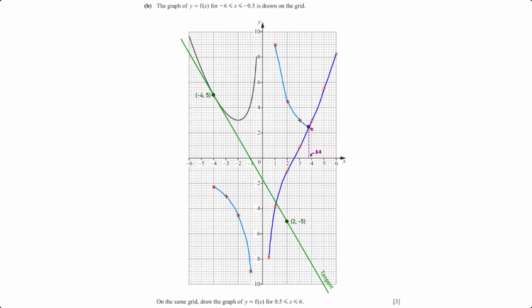The graph of y equals f of x for x greater than or equal to -6 and less than or equal to -0.5 is drawn on the grid. On the same grid, draw the graph of y equals f of x for x greater than or equal to 0.5 and less than or equal to 6. On the grid, we plot all the points in the table and connect the points with a smooth line.